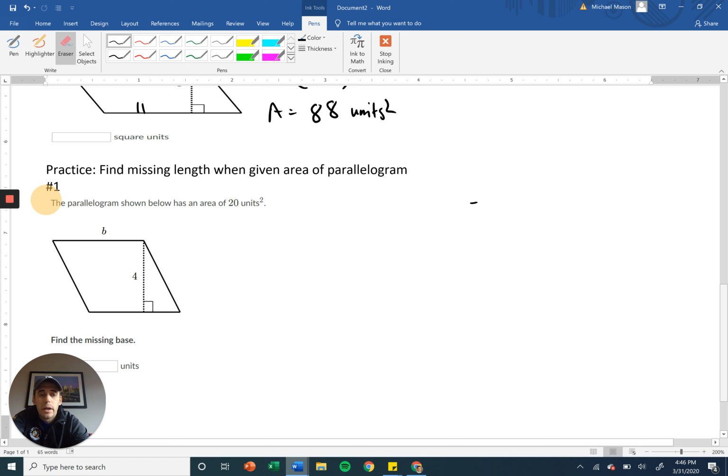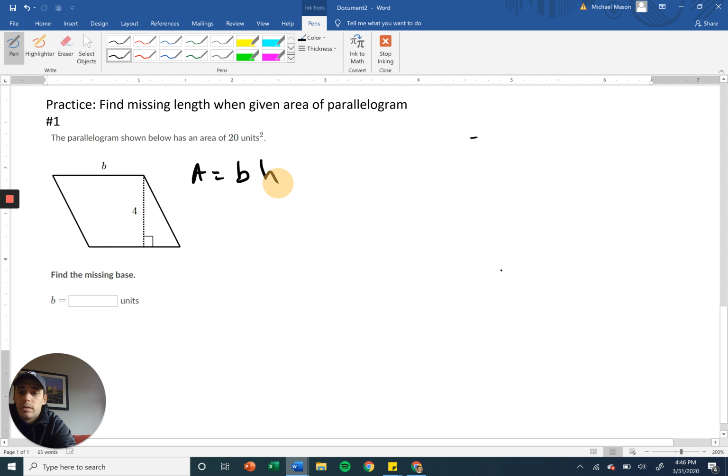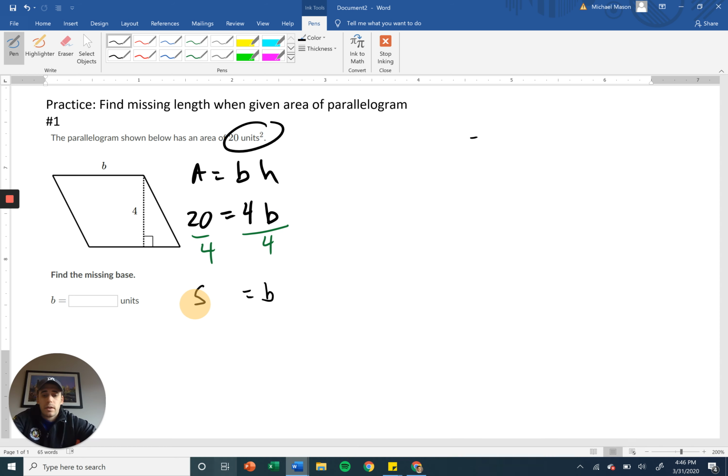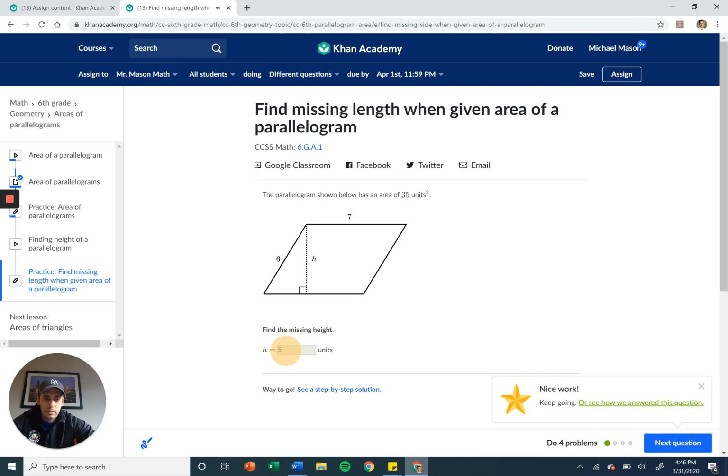So again, here's number 1. My number 1 might be different than yours, so you don't need to write this down, but area is equal to base times height. Notice they give you the area, so 20 is equal to, you don't have the base, but you have the height, so 4h, base. You could also say 4x. And then to solve this, divide both sides by 4, because it's like a one-step equation, so your base is equal to 5 units, right? So again, you could go into your Khan Academy and type in 5 and hopefully get it right. Awesome, right?